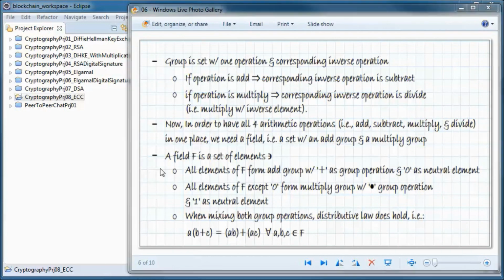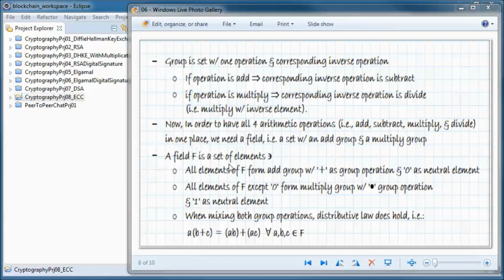Now we know that a group is a set with one operation and a corresponding inverse operation. So if that operation is addition, then the corresponding inverse operation is subtraction, and if that operation is multiplication, then the corresponding inverse operation is division, meaning multiplication with an inverse element. Now in order to have all four arithmetic operations, meaning addition, subtraction, multiplication, and division in one place, we need a field, meaning a set with an add group and a multiply group.